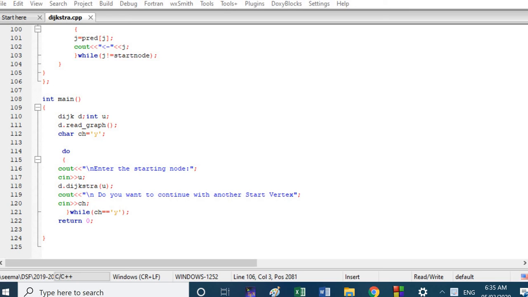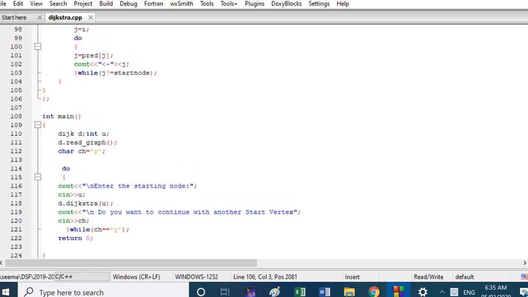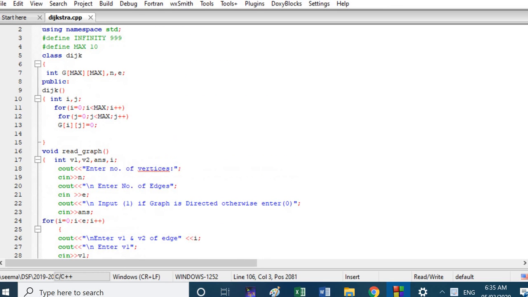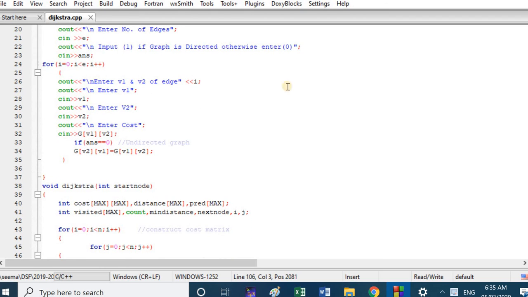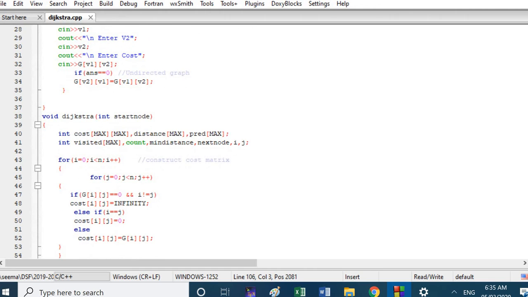Hello everyone. In this video, I am demonstrating the execution of the Dijkstra algorithm. So, as you know, you have to define a class Dijkstra with an adjacency matrix, initialize the adjacency matrix, then read the graph, construct the adjacency matrix, and check whether the graph is directed or undirected.